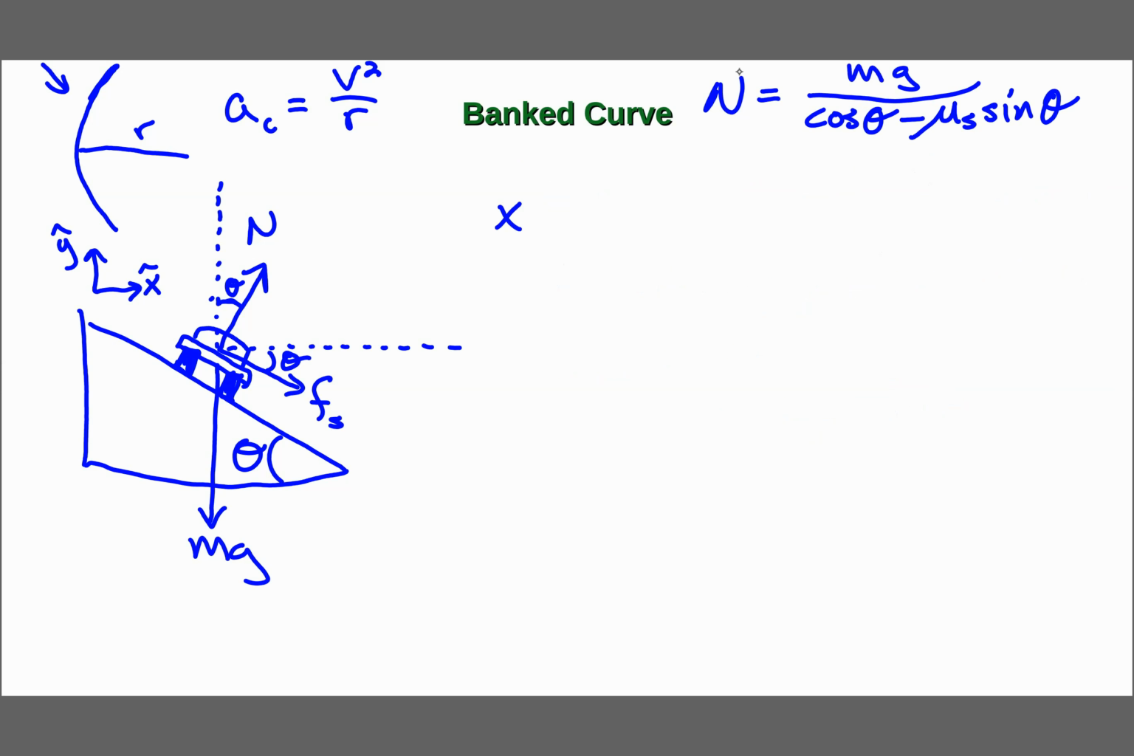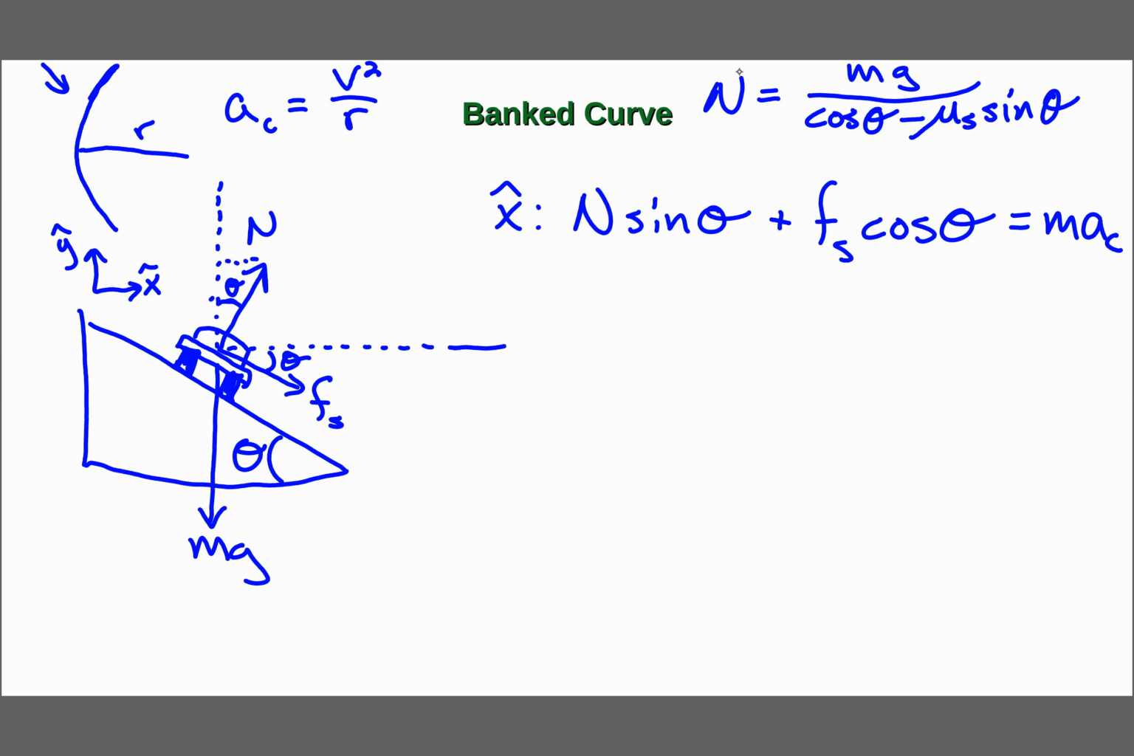So then we're going to do the same thing for the x-hat direction, right? And in the x-hat, we're going to have n sine theta, right? This little piece up here, plus Fs cosine theta. Okay? But in this case, there is an acceleration, right? m a_c. There's this centripetal acceleration pointed in this direction. Okay?